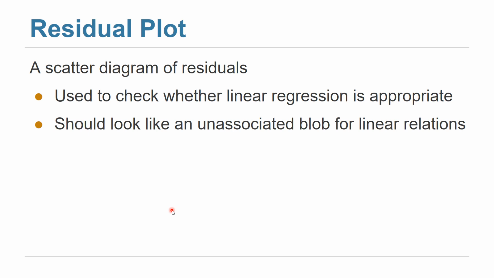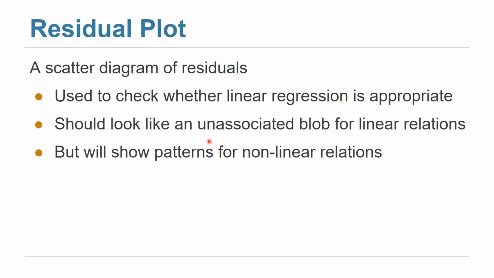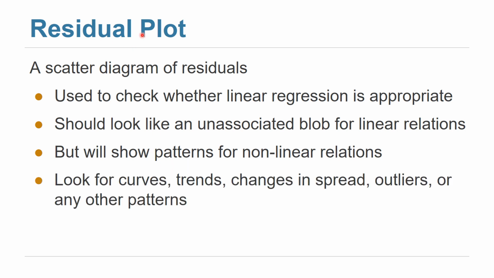It should look like an unassociated blob for a linear relation. So if there is really a linear relation, then we should see that the scatter plot has no pattern at all. Then the residuals are completely uncorrelated with the predictor variable, or the x variable. If there is a nonlinear relation, then we will see patterns in the residual plot. So what we need to do when we look at the residual plot is to look for curves, trends, changes in spreading, outliers, or any other pattern. If we see something like that, that means that linear regression is not the best choice.